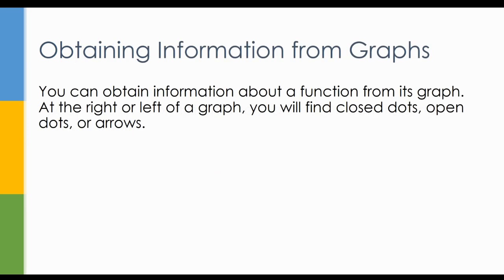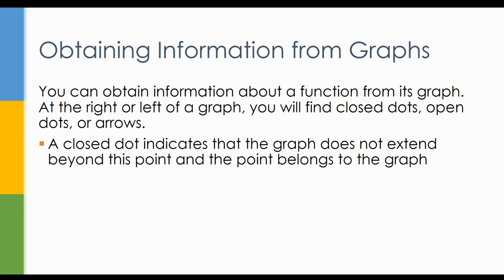You can obtain information about a function from its graph. At the right or left of a graph, you will find closed dots, open dots, or arrows. So each of those represent different things. So let's talk about what they mean. A closed dot indicates that the graph does not extend beyond this point and the point belongs to the graph. So a closed shaded dot. The graph does not extend beyond that point. The point belongs to the graph.